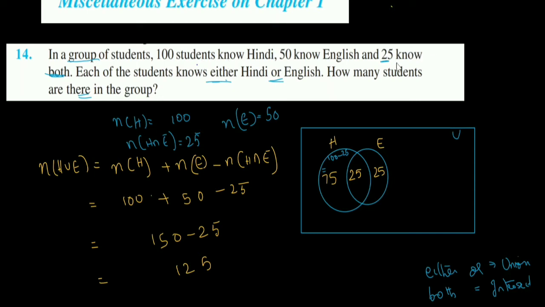Now similarly, 50 students know English, so the full circle is 50. You have already written 25 here, since we started with the intersection. So here you should write 50 minus 25. Now add 75 plus 25, 100 plus 25. This full region is H union E. Just add these and you get 125, or we use the formula and get 125. So there were 125 students in the group.